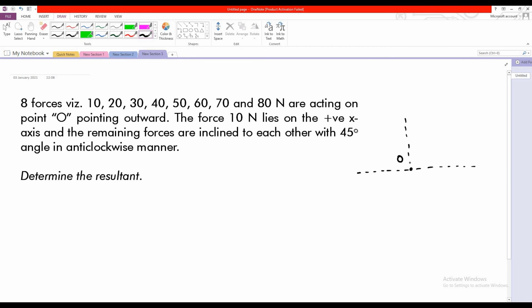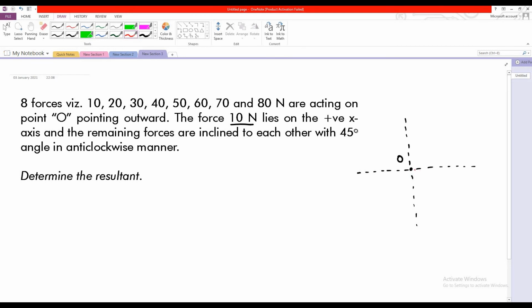Okay, now this is going to be easy. Already we know that the intersection of xy axis, we name it as O always. Now take a look at the position of forces. Regarding only 10 Newton force, something is given. The force 10 Newton lies on the positive x axis and remaining forces are inclined to each other with 45-degree angle in anti-clockwise manner.